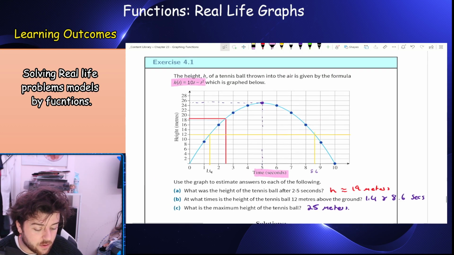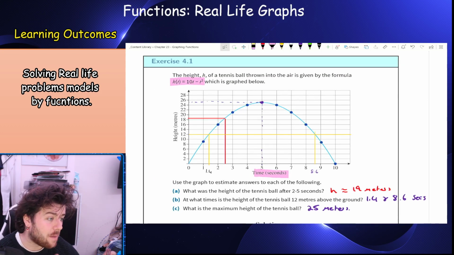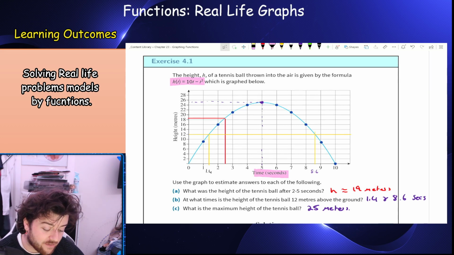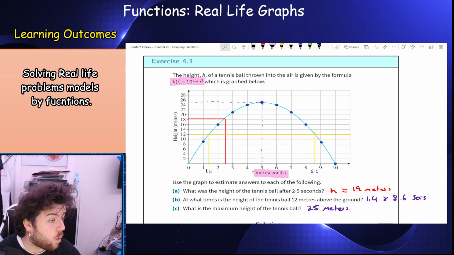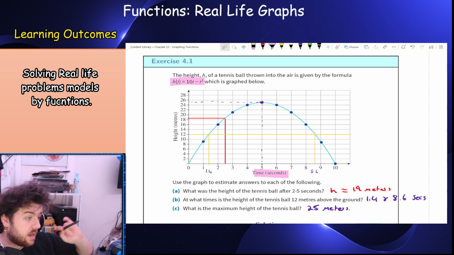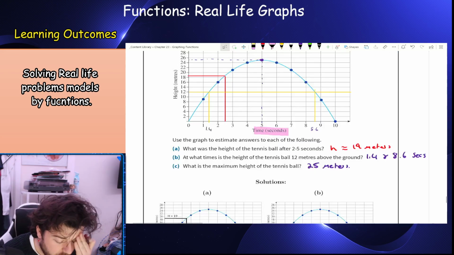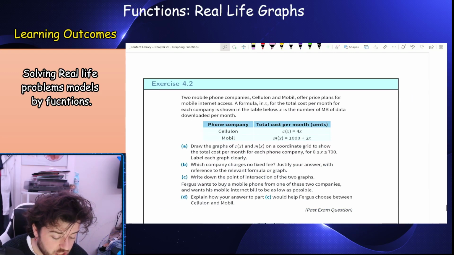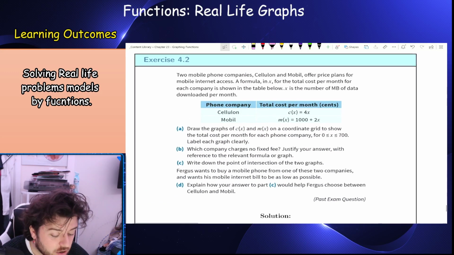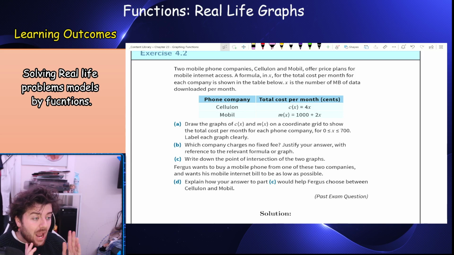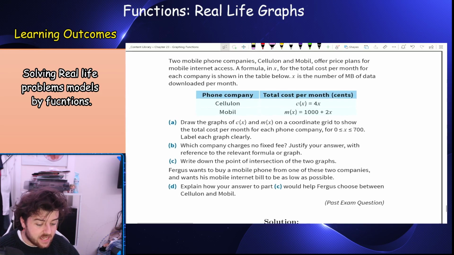And that's an example of a time height graph, or a real life example of a quadratic graph. So it would be the parabolic shape an object would make if you throw it. Then an example of a real life application of a linear graph would be comparing prices of two companies, right? So for example, this one here, this is a past examination question.